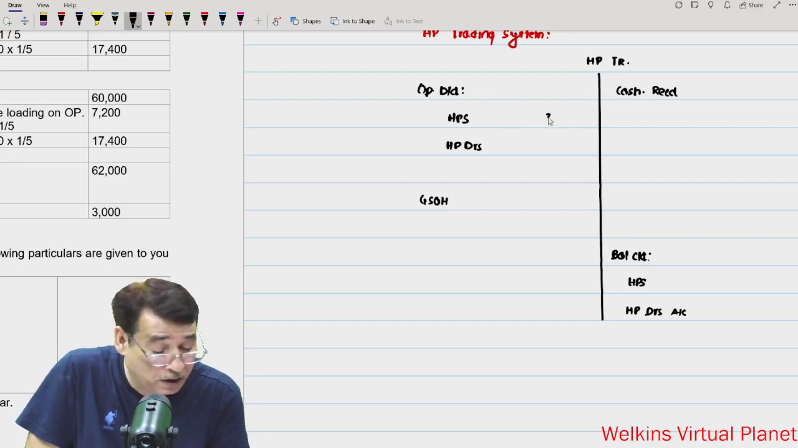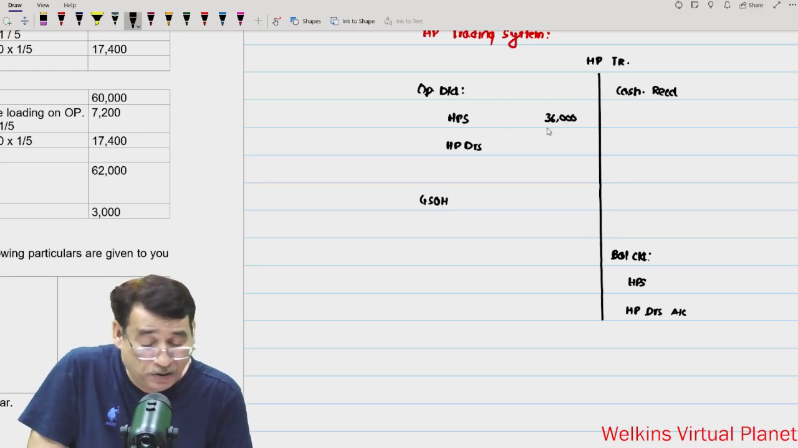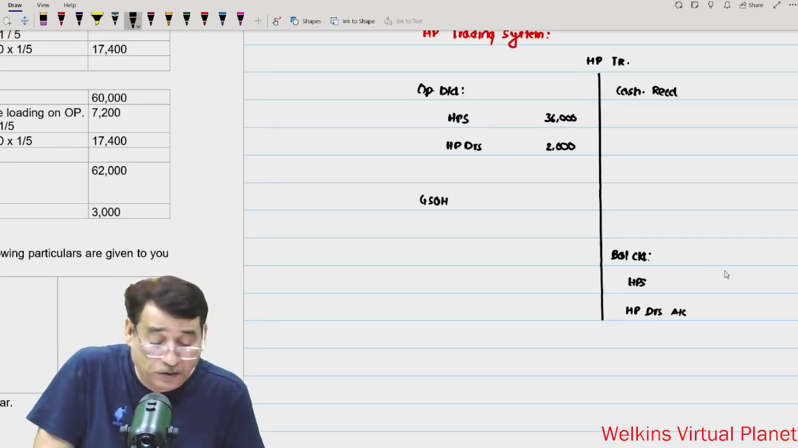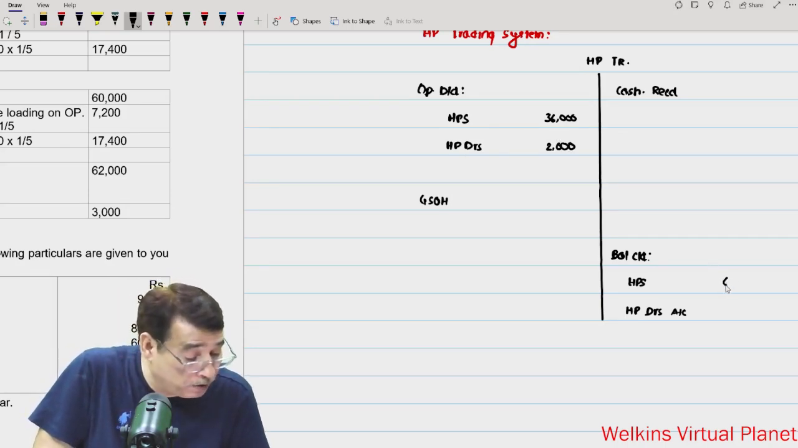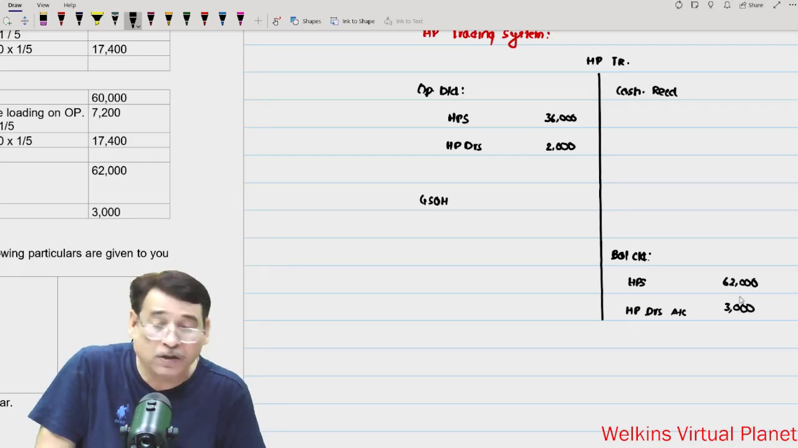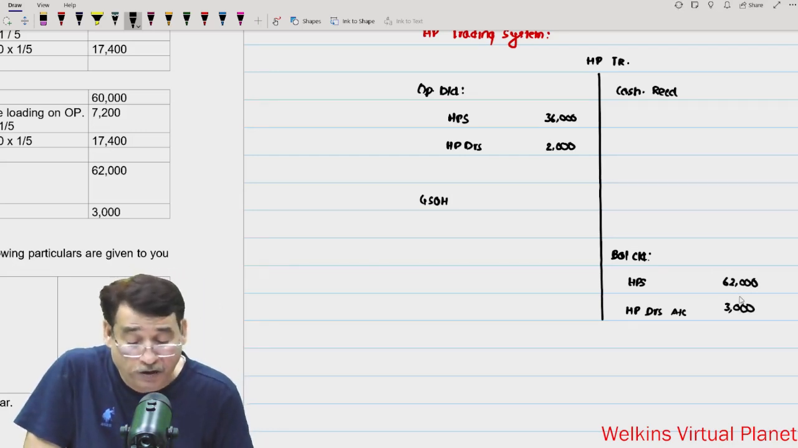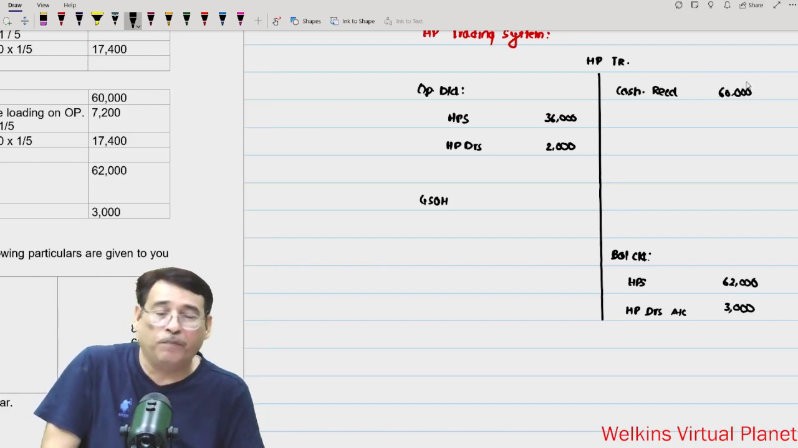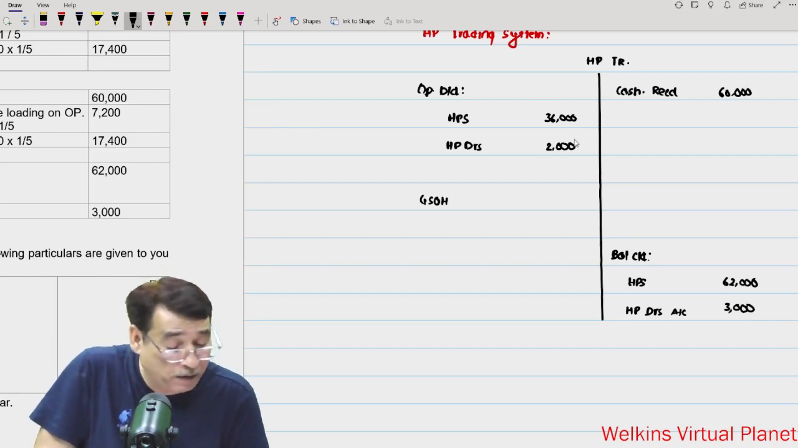So all you have to do is to just fill up the information. Opening stock is 36,000. Hire purchase debtors opening balance is 2,000 in this particular question. Closing balance of hire purchase stock account, we found it out, 62,000, and closing balance of hire purchase debtors is 3,000. And how much cash actually we received? It is given in the question, 60,000 worth of cash we received. After having filled up all these items, now take the loading.